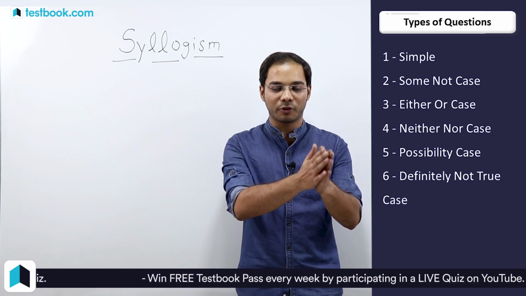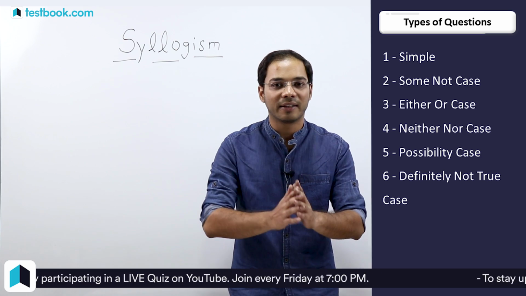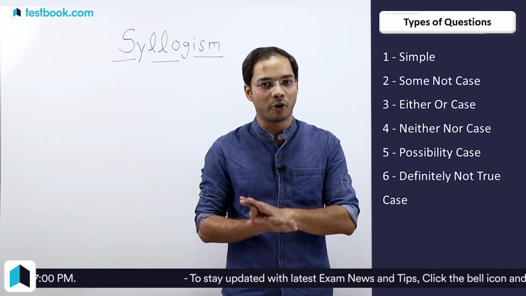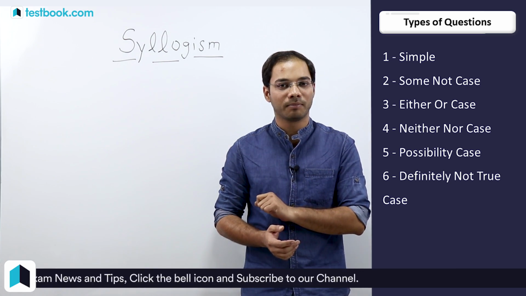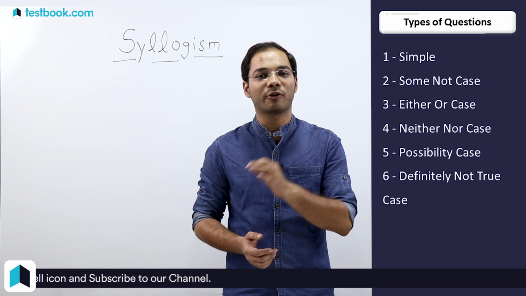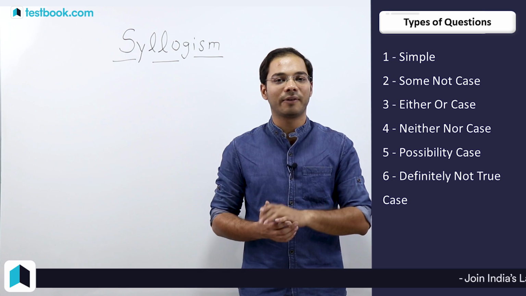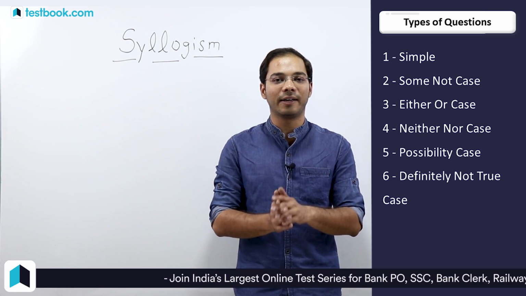So there will be simple questions in which you will get statements with all, some, some not and no. Then there will be another type where we get statements from some not. Then there will be questions from either-or and neither-nor. After that we will get questions on possibilities, and the last one will be definitely not true, where some statements will be definitely false.